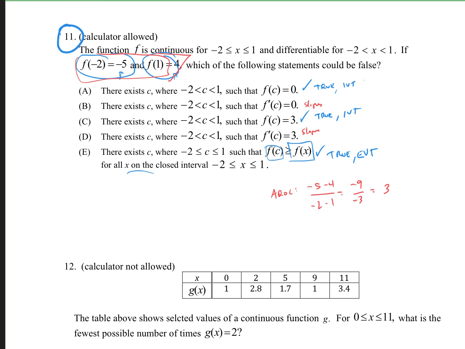So the AROC is 3, and since the function was differentiable, there's guaranteed to be some point in the middle such that f prime of a number equals that AROC. So if you look at your choices, that means D has to be true. So the only one that can be false is B. There's nothing that guarantees, with the information that you're given, that the slope at a particular point has to be 0.